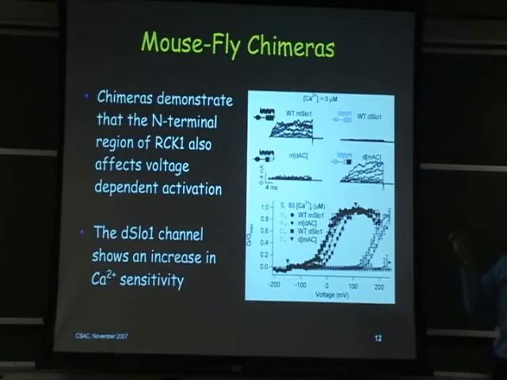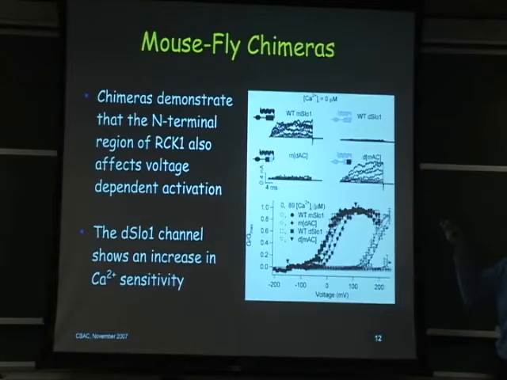If we swap that, so here's wild-type mouse and wild-type Drosophila. Now this is at 0 calcium, and so we're just looking at voltage activation. If we swap that and take the mouse with the Drosophila, you can see it's called the AC region, the N-terminal piece of RCK, we lose this activation.